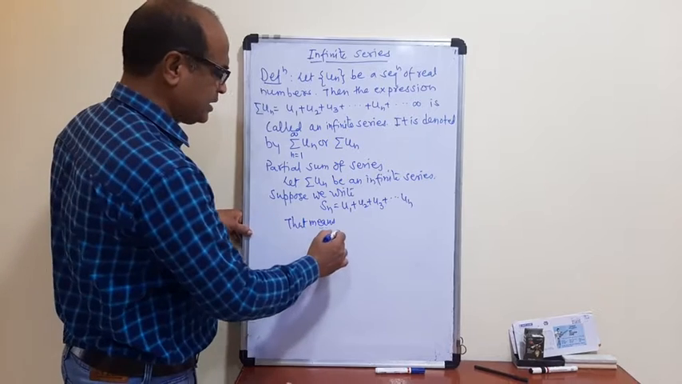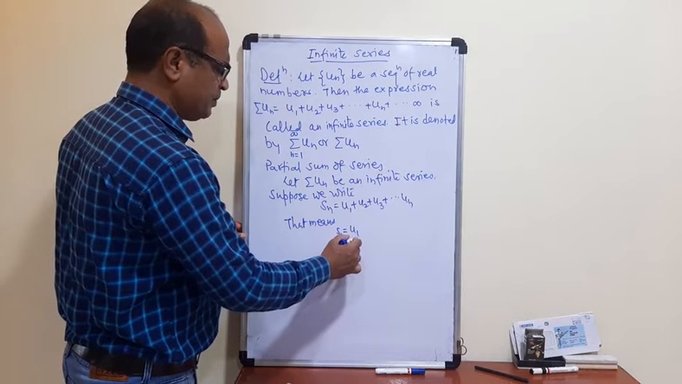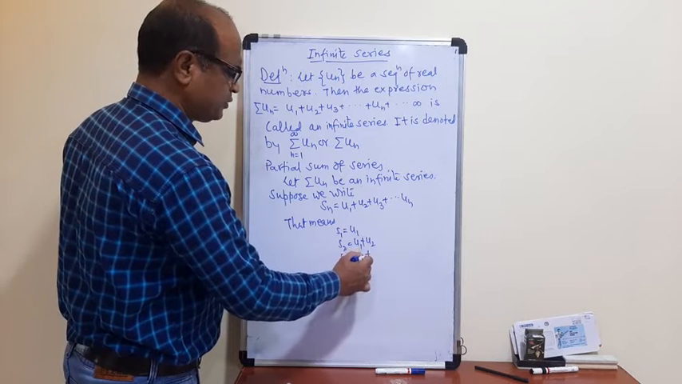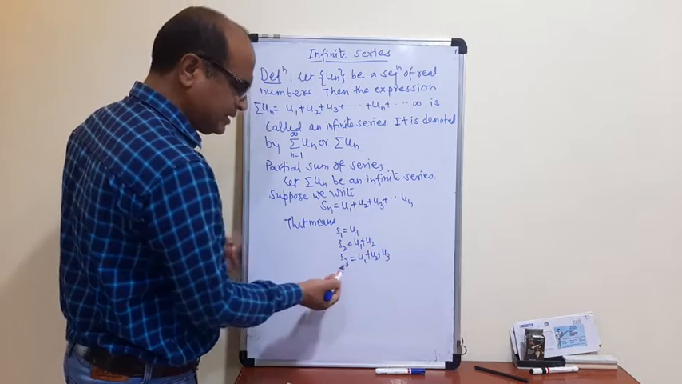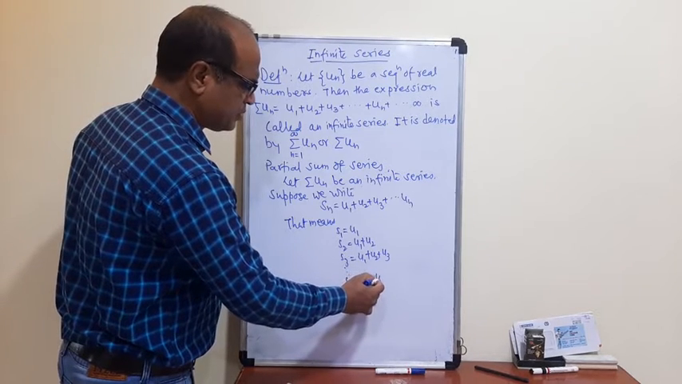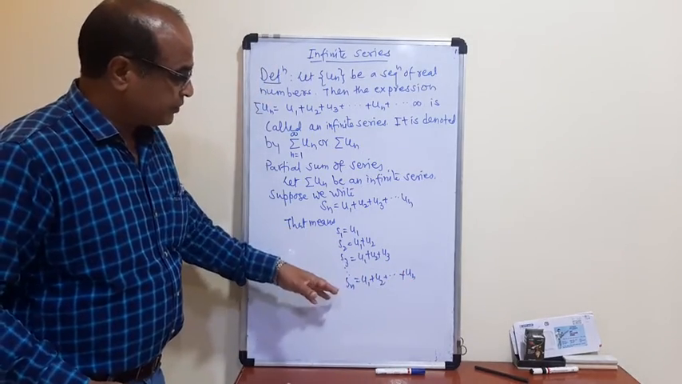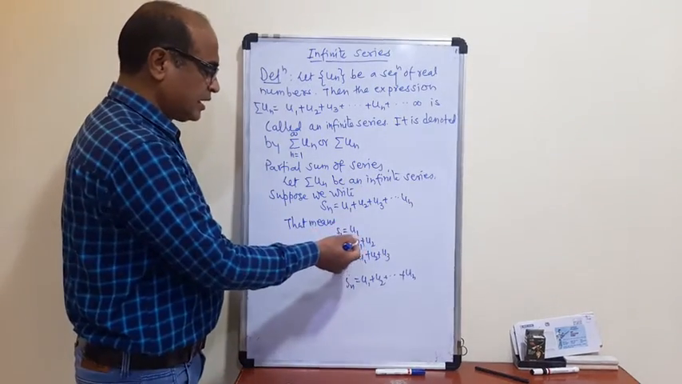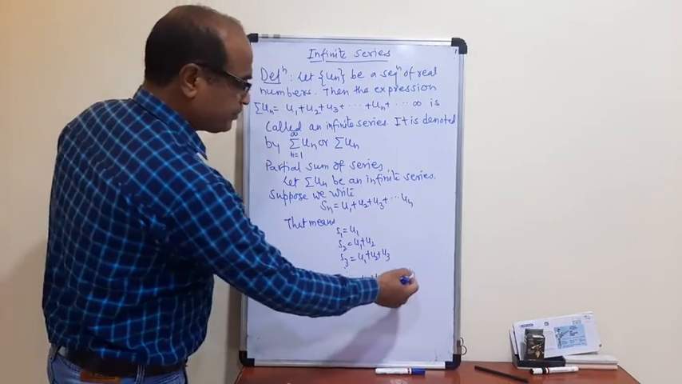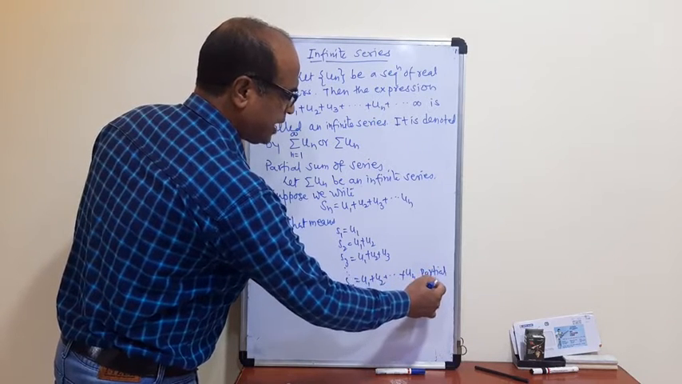That means what is S1? Only one term is there, u1. What is S2? That is u1 plus u2. What is S3? That is u1 plus u2 plus u3. And Sn is equal to u1 plus u2 and so on up to un. So there is one term, two terms, three terms and n terms. This is called partial sums. Very simple here.